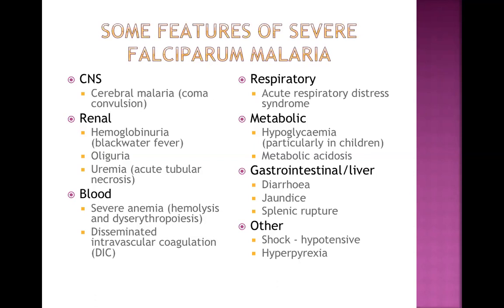Regarding the GI tract and liver, diarrhea, jaundice, and rupture of the spleen are also very commonly seen. Some others which were not discussed in any of the above headings are shock, that is hypotensive shock, also known as septic shock, as well as hyperpyrexia, that is high grade fever. This high grade fever itself can lead to a lot of problems. So because of these complications, falciparum malaria is also known as malignant type of malaria or a very severe type of malaria.